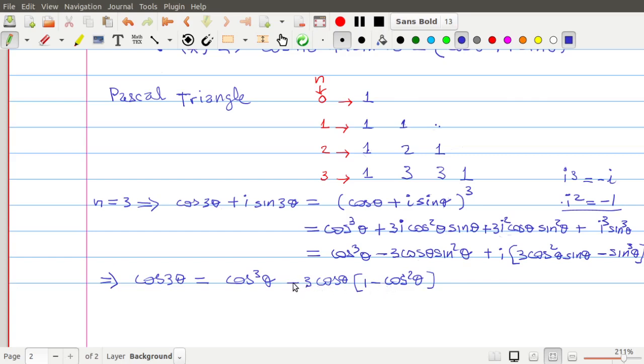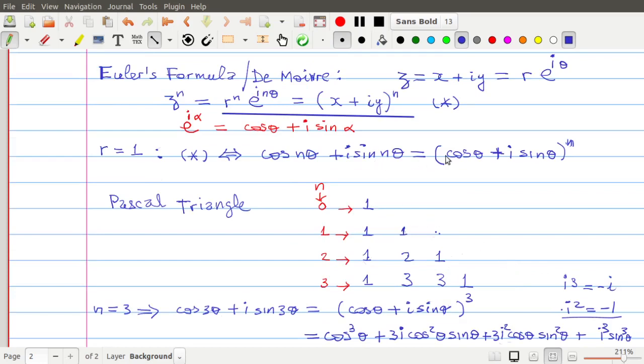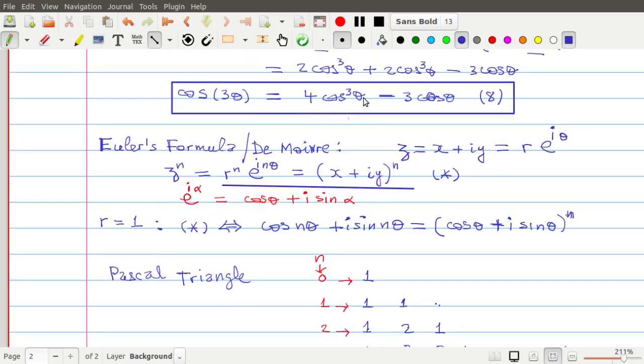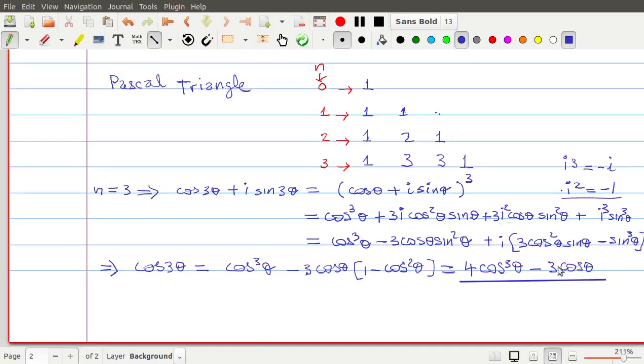you can see that this will be negative, negative will be plus 3 cosine cube, plus this one will give us 4 cosine cube theta minus 3 cosine theta. So you can see that we have exactly the same result as the one above. 4 cosine cube theta minus 3 cosine theta.